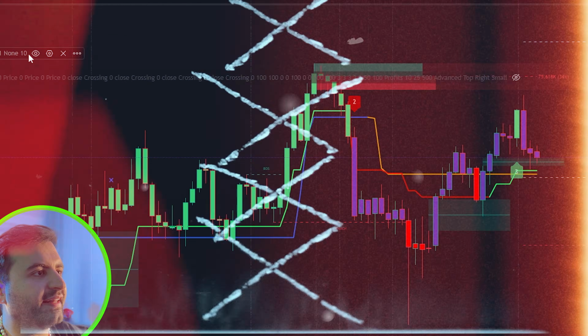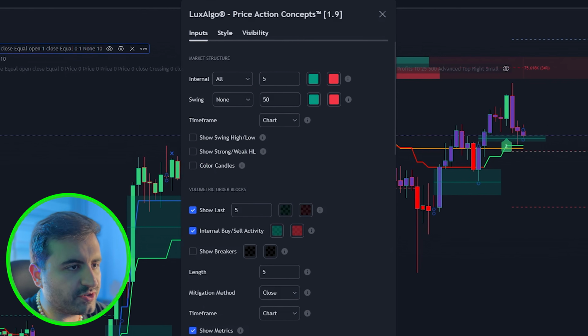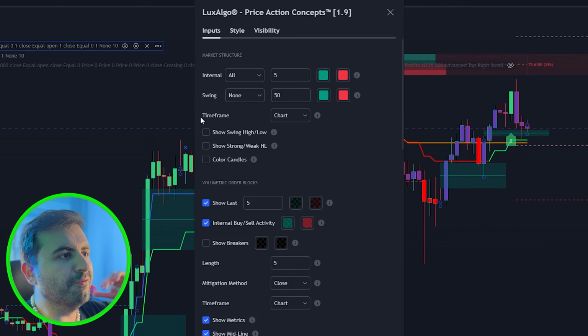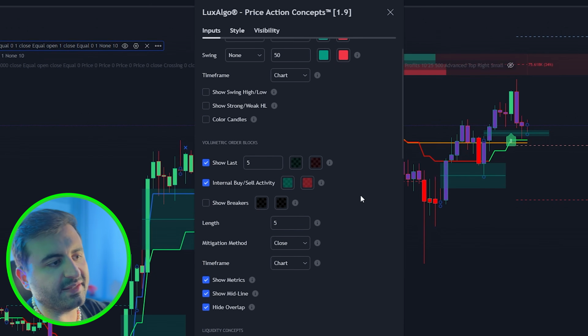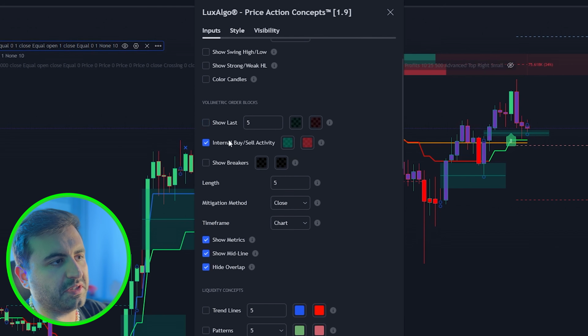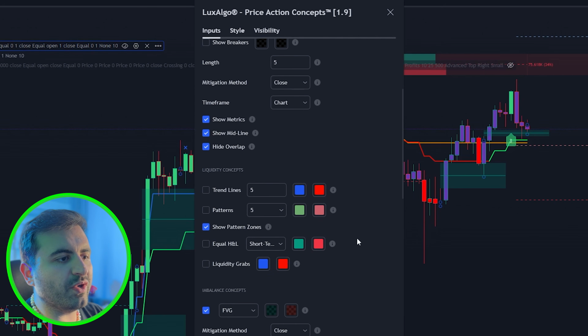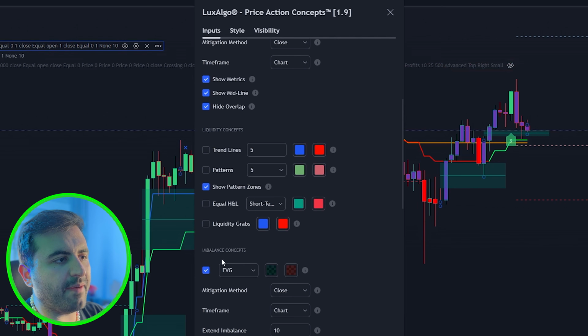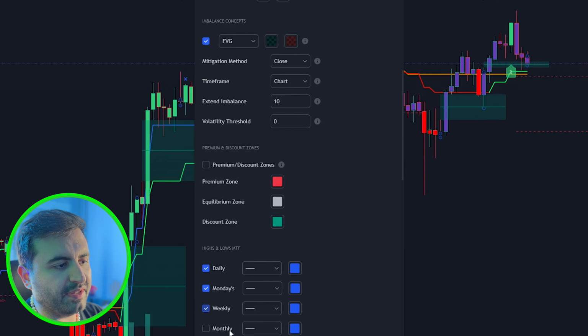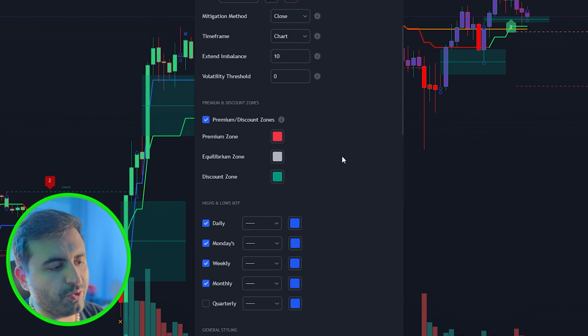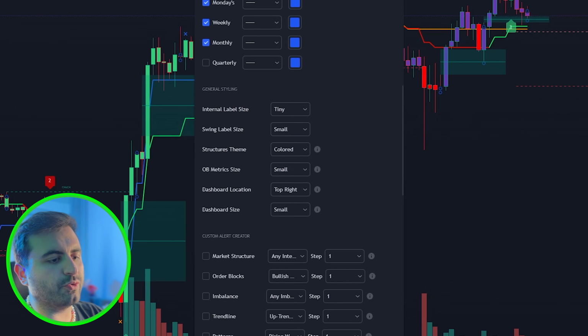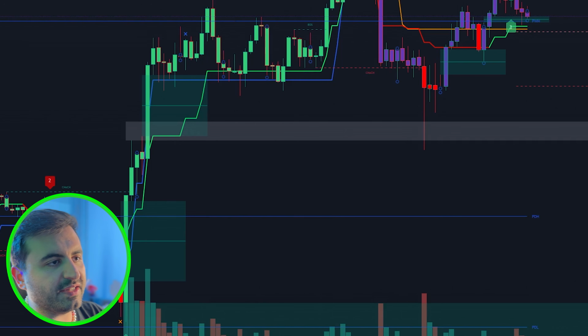Once we have done that, head over to price action concepts. Now we are looking for the market structure. You can leave everything enabled, but we don't need, actually you can just close, the show internal buy sell activity. The only thing we need here is the fair value gap, and the pattern zones you can enable, and the daily, Monday, weekly, monthly, and the premium and discount zone is a crucial thing. If you have done that, hit the OK button.